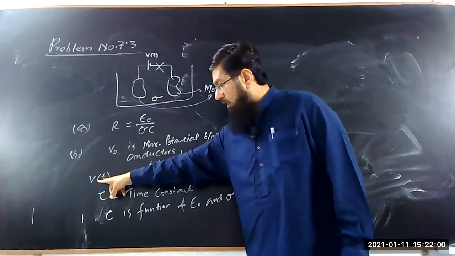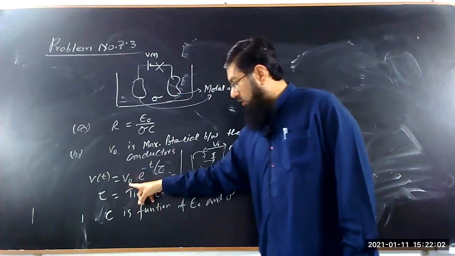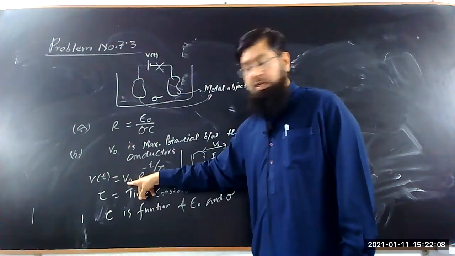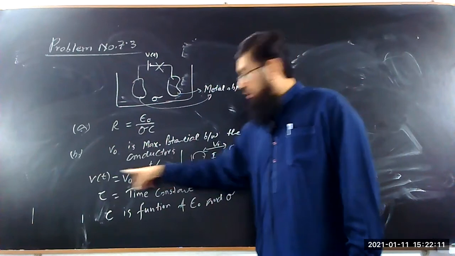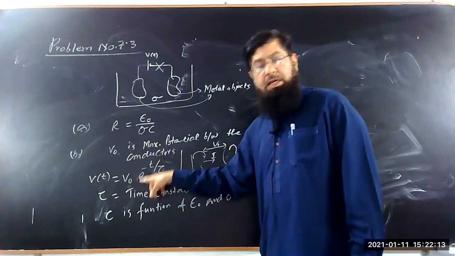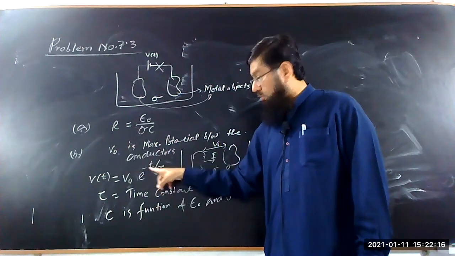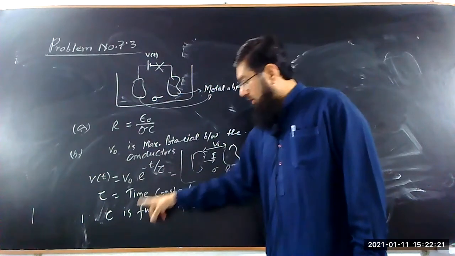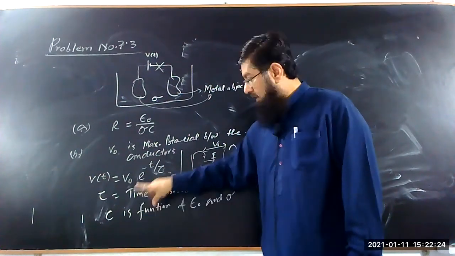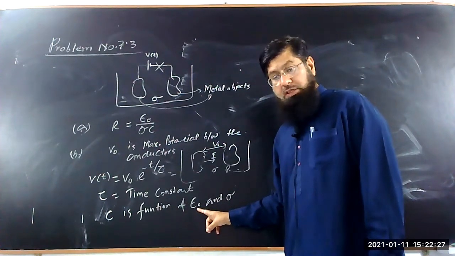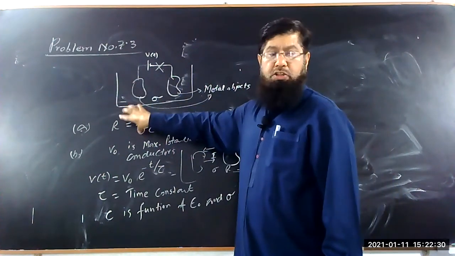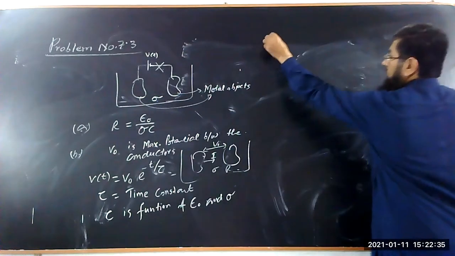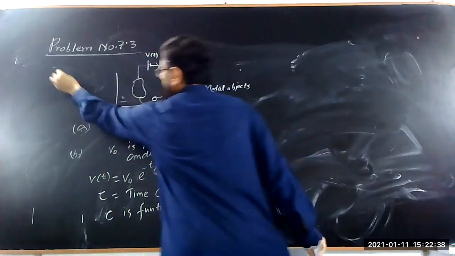The voltage decrease as a function of time is V naught e raised to the power minus t upon tau. This shows that the voltage is exponentially decaying, where tau is the time constant, which we have to prove. We have to prove this equation. First we are discussing the first part of the question. Coming to the solution here, this is what we call the data of this problem.